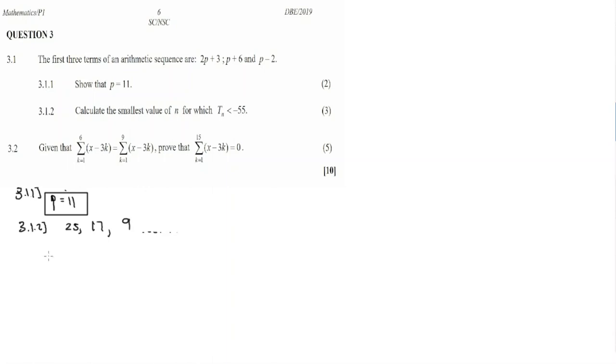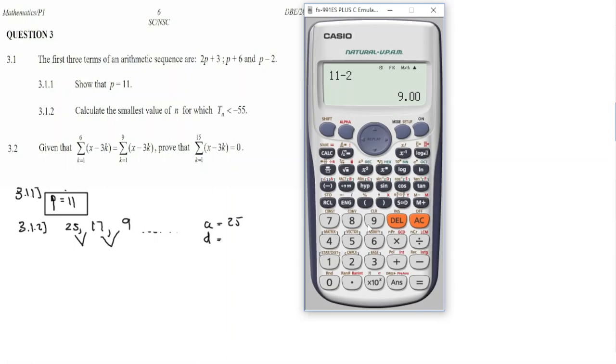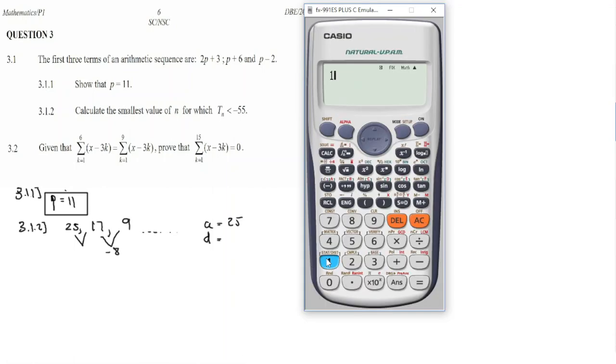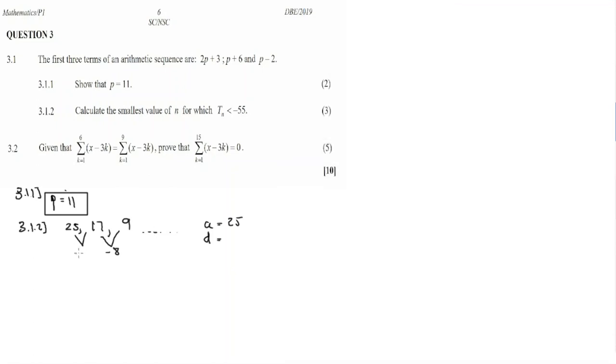Right, now lana ngifuna i-n term for this sequence iqala. Ngiyithola njani i-n term? I need u-a, which is 25, and then the common difference ubani? The common difference d is equal to, asibone, what is 9 subtract 17, is negative 8, and then asibone futhi ngo 17 or 25, 17 minus 25 is equal to negative 8, so our common difference is actually equal to negative 8.